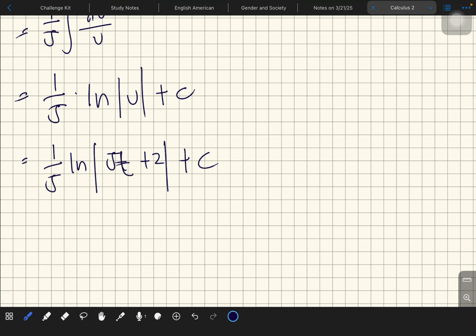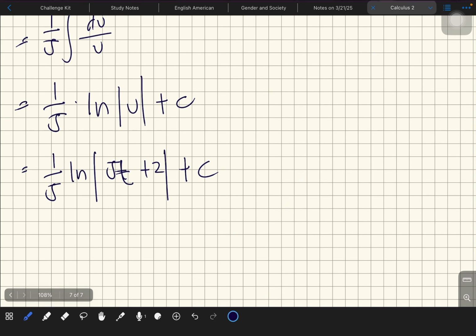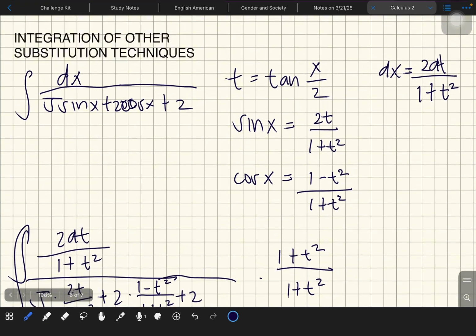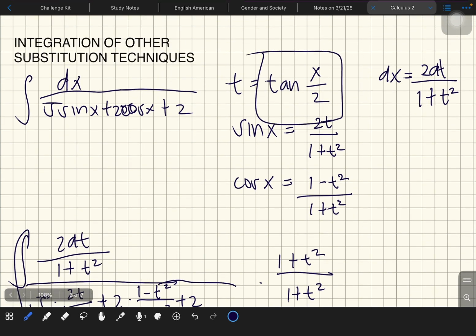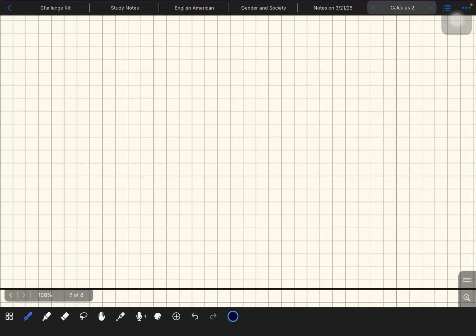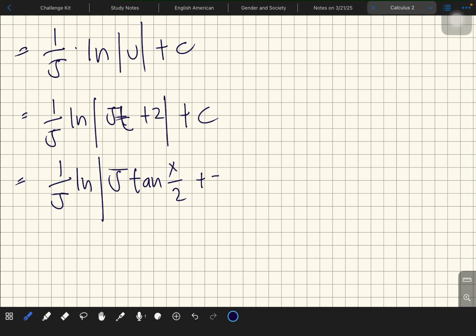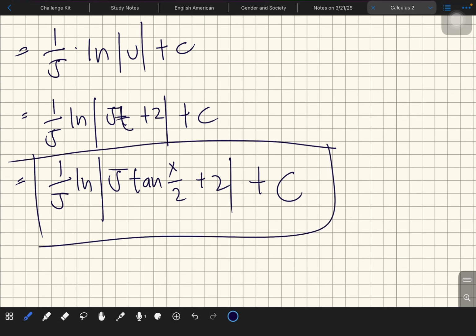Now, do you remember that our t has a value? What is the value of our t? The value of t is equal to tangent x over 2. So you need to substitute it. The final answer will become 1 over 5 ln absolute value of 5 tangent x over 2 plus 2, plus c. This is the final answer.